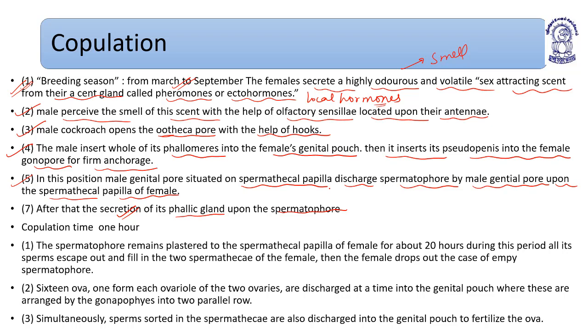The male inserts all of its phallomeres into the female genital pouch. After that, it inserts the pseudopenis into the female gonopore to form the pump. In this position, the male genital pore discharges the spermatophore upon the spermathecal papillae of the female. After that, the secretion of the phallic gland acts upon the spermatophore.